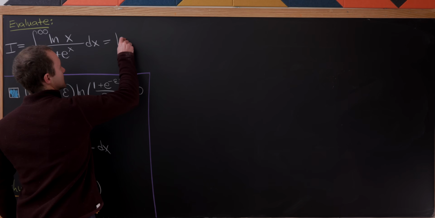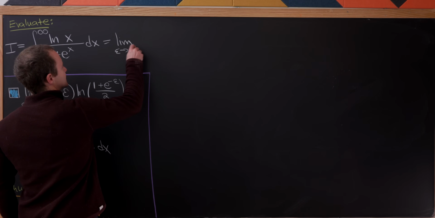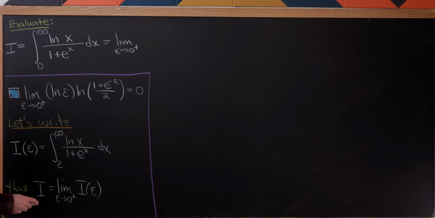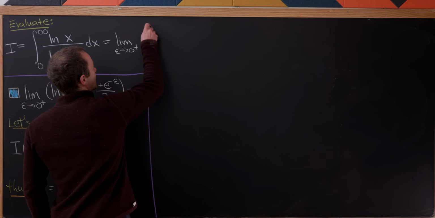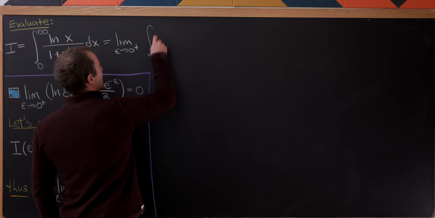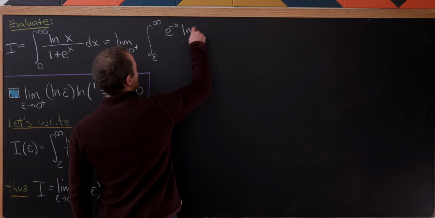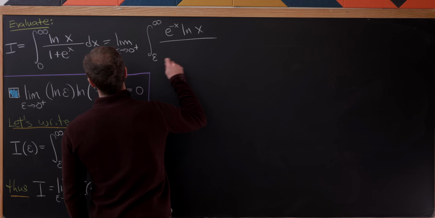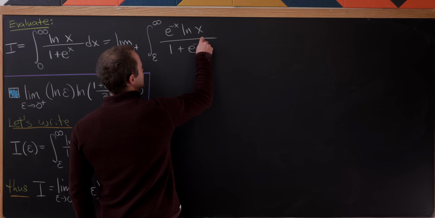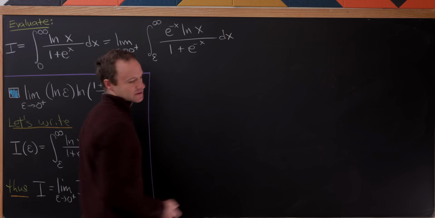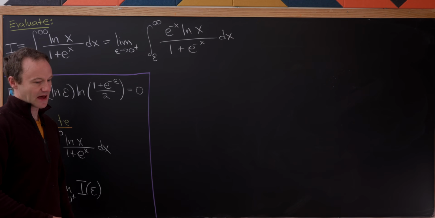So this will be the limit as epsilon goes to 0 from above of I epsilon. But I'll in fact manipulate this a little bit, maybe by multiplying the numerator and the denominator by e to the minus x. So that'll leave me with the integral from epsilon up to infinity of e to the minus x times the natural log of x over 1 plus e to the minus x dx. Okay, so there we have that.